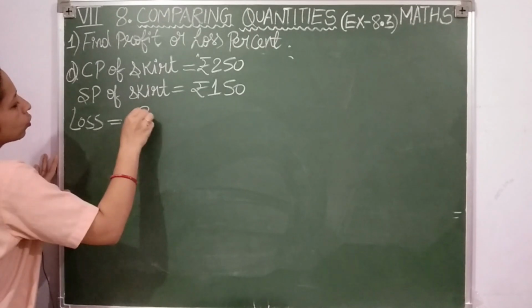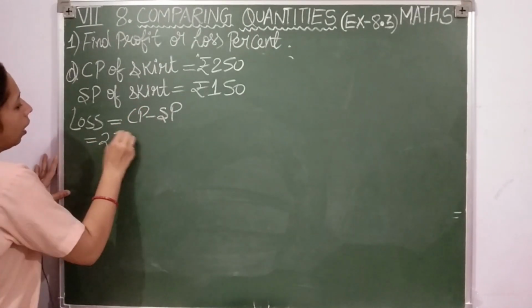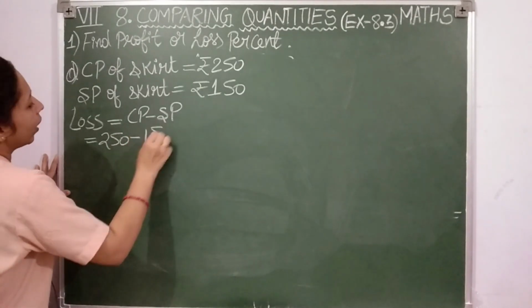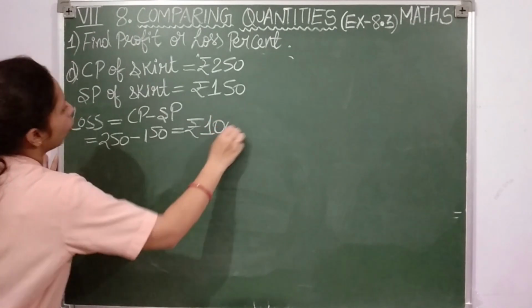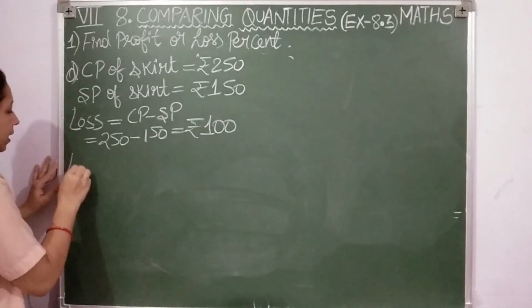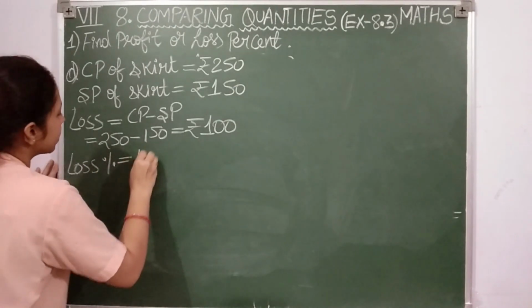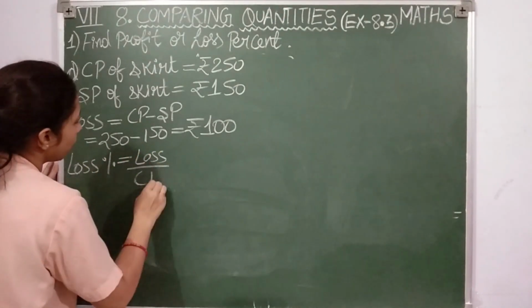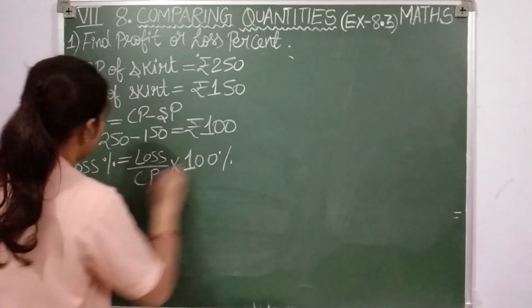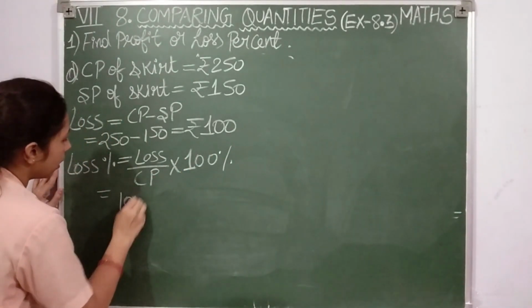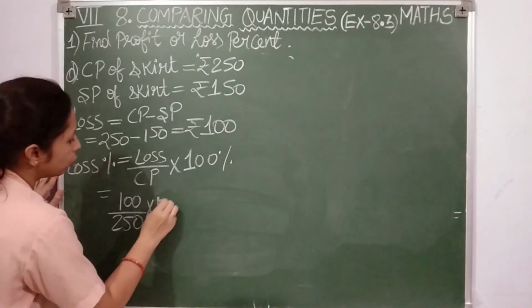So loss is equal to CP minus SP. That's why 250 minus 150, we will get rupees 100 as loss. Clear, students? Now let us calculate loss percentage. So the formula is loss percent is equals to loss upon CP into 100%. So 100 upon CP is 250 into 100.